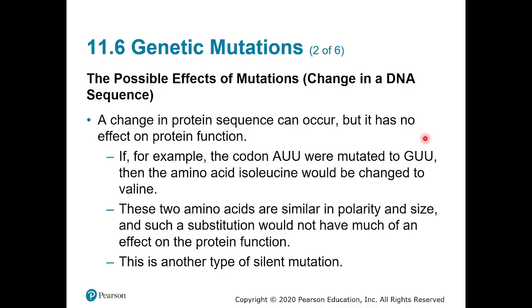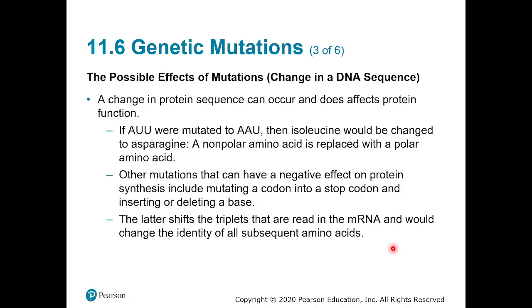And so we get an isoleucine. It's going to change to valine now, and it just doesn't have any effect on the protein actually doing what it's supposed to do. Okay. So these two amino acids, again, very similar size, very similar polarity. So usually if you get a change between these two, it just doesn't matter. Okay. This is, again, another type of silent mutation. You've mutated, but it didn't have any effect. Well, your parents' DNA probably mutated. It didn't have any effect on you.